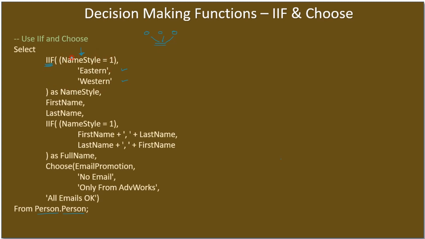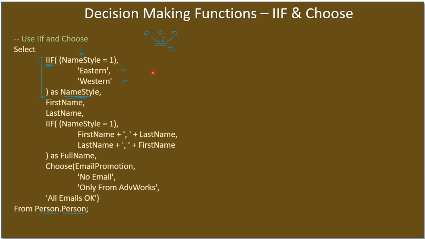So you can form the logic in the front-end application, whether it is ADO.NET or any database front-end application, or in SQL Server itself. When we are retrieving, we can use the IIF and format the data as we like. Here, first we are displaying name style as Eastern or Western based on the column value. That's how we are using the IIF statement, and the alias name is name style here.